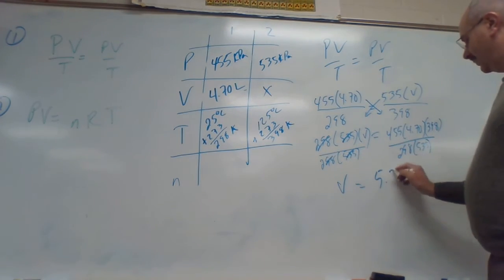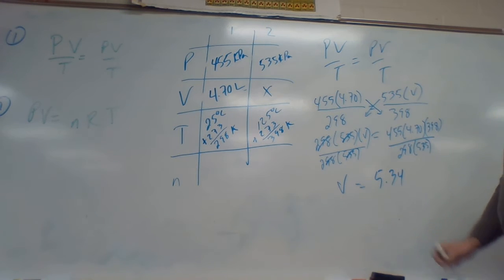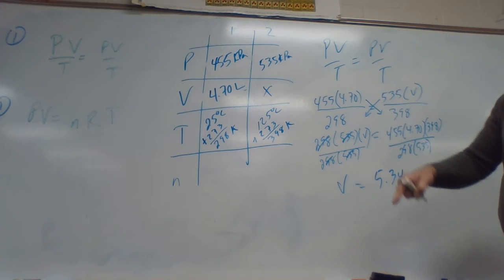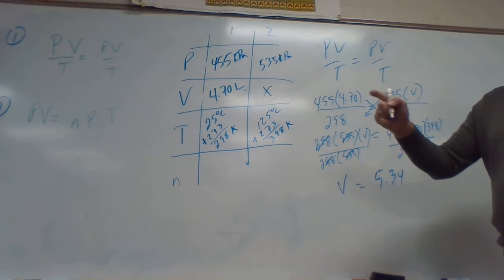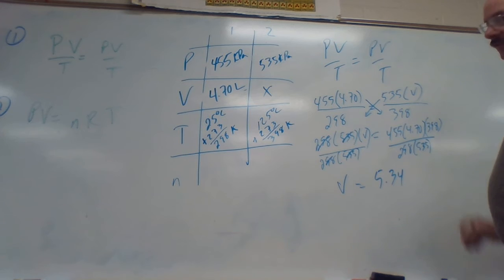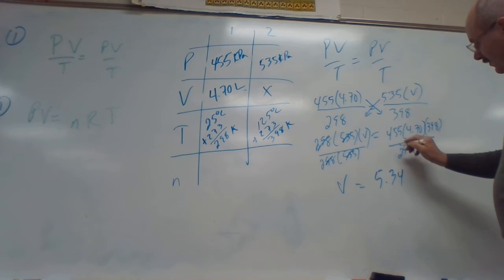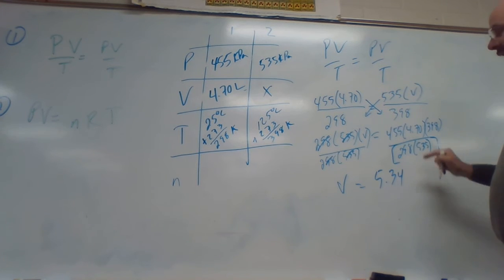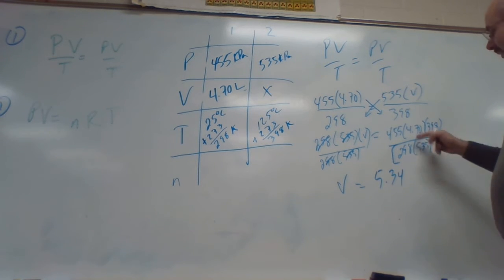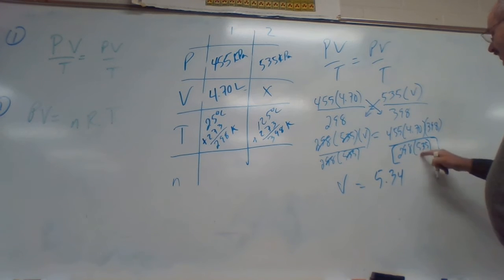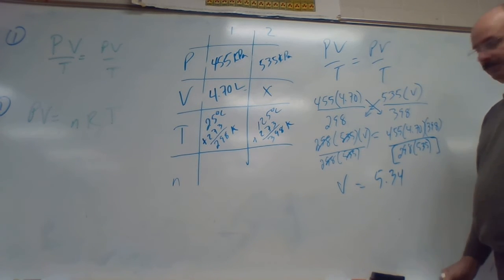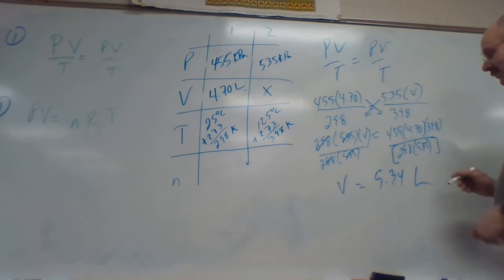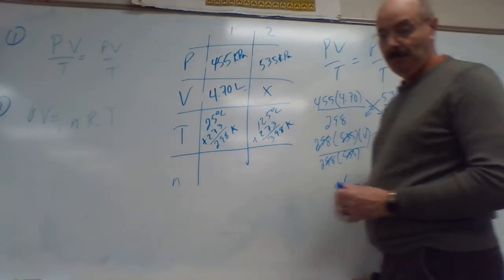The one thing I want to point out that you need to do when you type this into your calculator: you have to go 455 times 4.70 times 398, then press equals, so that you get that answer. Then you need to put parentheses, so we're going to put all of this in parentheses and go parentheses of 298 times 535. You can't just go divided by 298 times 535, because otherwise it throws the 535 up above. So this was 5.34, and we were talking volume, so that was liters. That's the answer for that one.